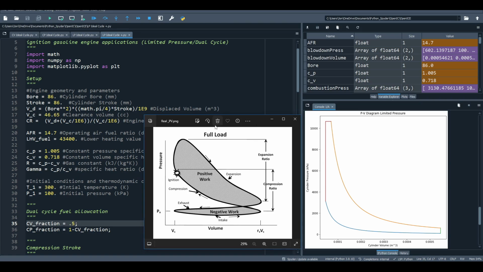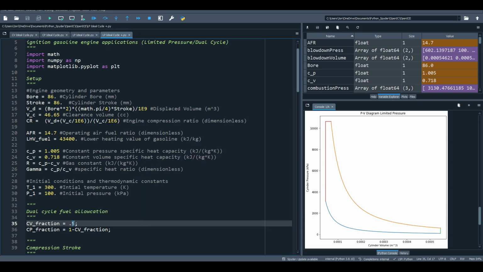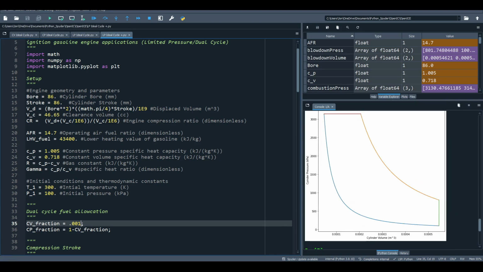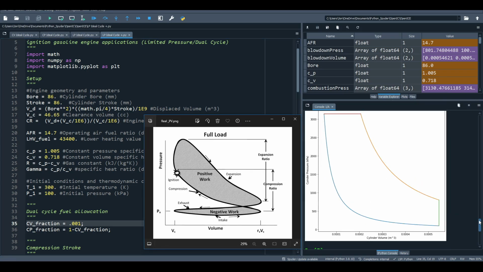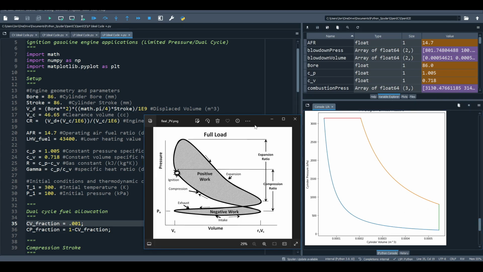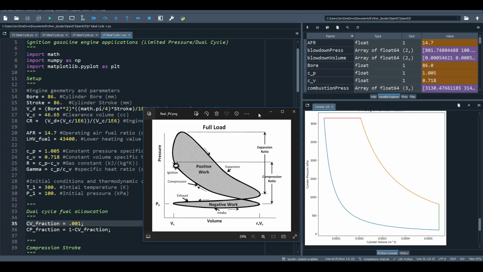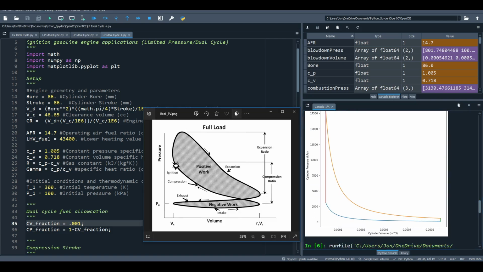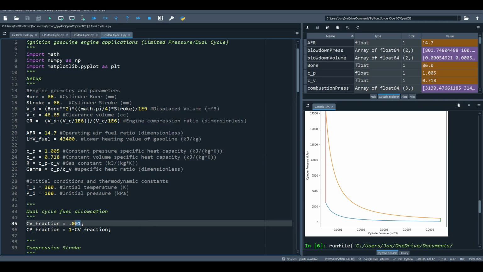So one thing we'll note is if we are all the way to the CV side or all the way to the CP side, neither of those graphs really look like the ones we're interested in. So that one's a little too boxy. This one's going to be a little too narrow. But, you know, if we go back to 0.5, it's going to start to look a little more reasonable.